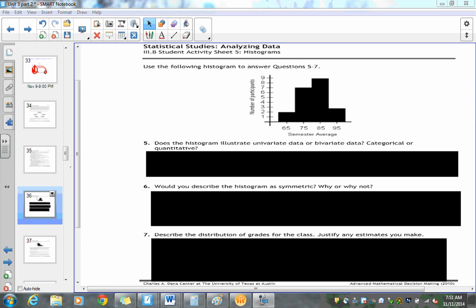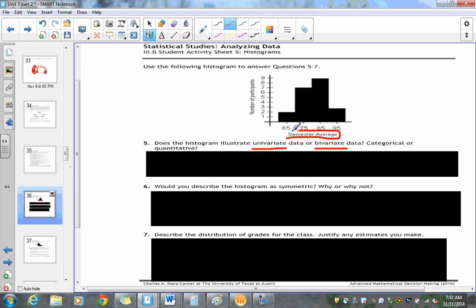All right, let's go for a couple examples here. Does the histogram illustrate univariate data or bivariate data? Categorical or quantitative? All right, so let's talk about the very first one. Univariate or bivariate. Notice what is going on here. All this information on the bottom is the semester average. That's the only thing we're doing. That's one, so that means it is going to be univariate. Okay, one variable.